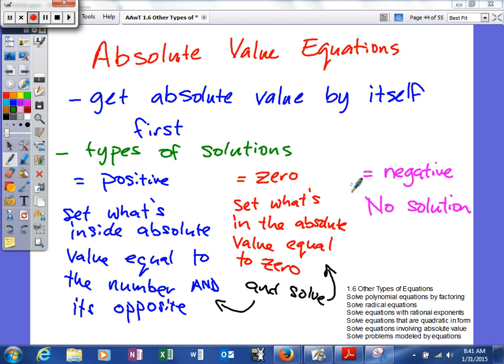However, one thing you need to know is this one over here. If your absolute value is equal to a negative, that is not possible. Remember, absolute value is a measure of distance, and therefore there is no way that the absolute value of something could be negative. So make sure you're aware of that. Don't waste your time on problems if you get it set equal to a negative by solving the problem out, because you're finding stuff that doesn't work. So no solution. Make sure you remember that.